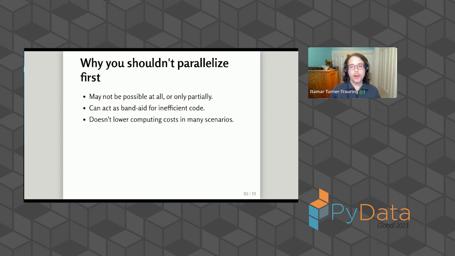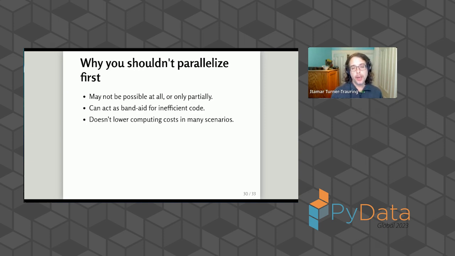You probably don't want to parallelize your code as the first thing. Sometimes it's not possible at all, or only partially possible. It can obscure the fact that you're using inefficient code, which might be, in some cases, very easy to fix. You might be able to spend an hour and have your code be 4 times faster, 10 times faster, or not. It depends, but sometimes you can.